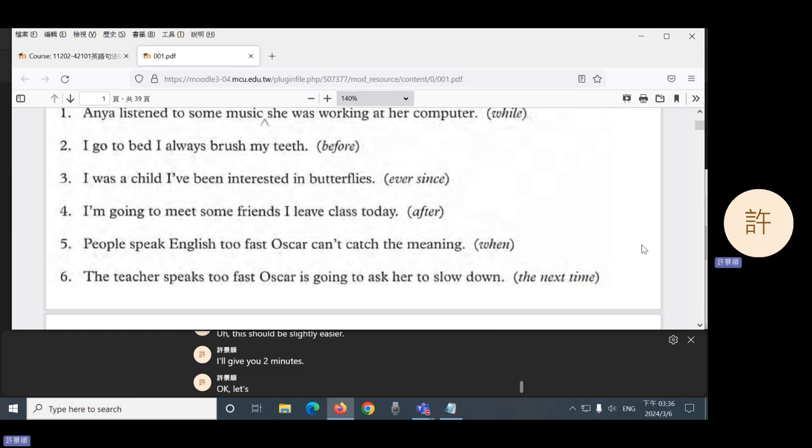Okay, let's compare answers. Number two, where does the before go? Where should you put it? At the very front. Before I go to bed, I always brush my teeth. Is there something else we should fix? Before begins the sentence, therefore, it is not a complete sentence. Before I go to bed, I is a subject, therefore, you must put a comma here.